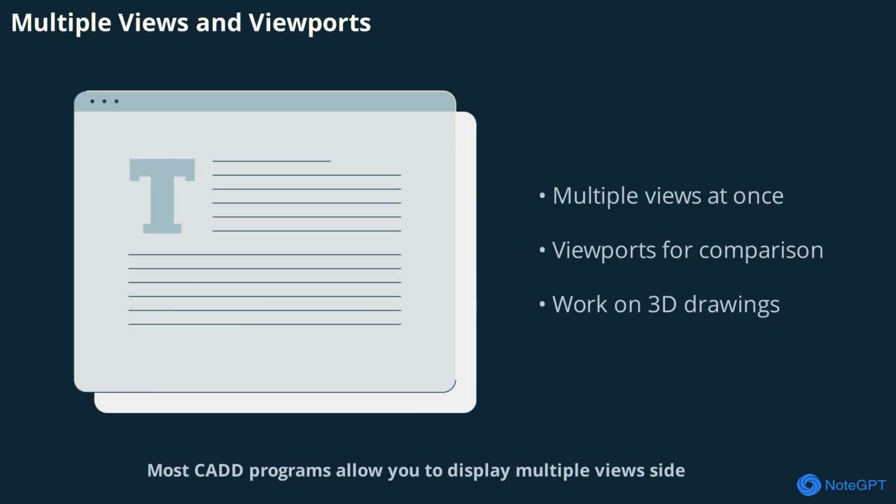Most CADD programs allow you to display multiple views side by side by dividing the drawing area into sections called viewports. Each viewport can show a different view, such as a plan, elevation, or 3D perspective. This capability is especially useful for complex drawings, enabling you to compare and work on different aspects simultaneously.